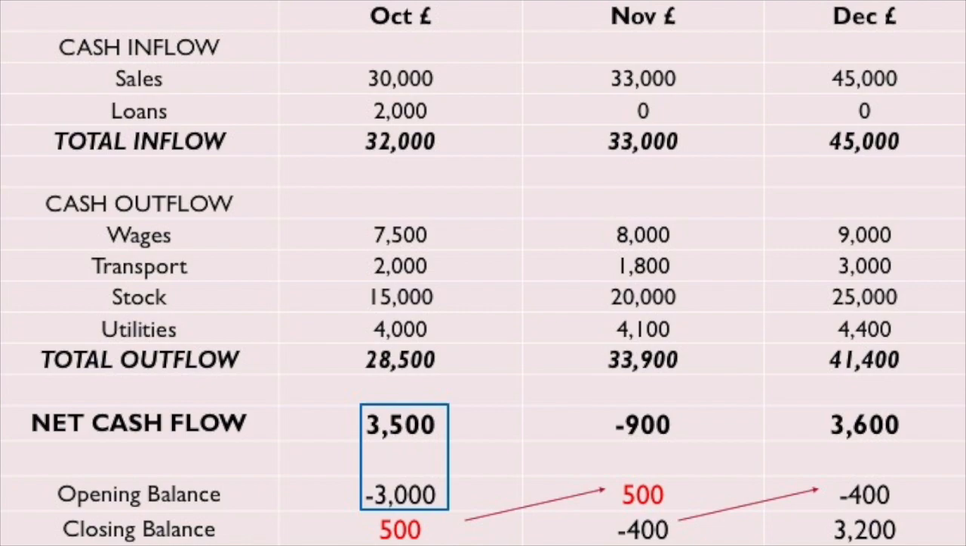If you look at November, it's minus 900 plus 500 equals minus 400. So we had £500 cash at the start of November. We had a net cash flow of minus 900. The balance by the end of November, minus 400. Practice that for December and look at the link between the three numbers at the bottom of the cash flow statement. It's really, really important.